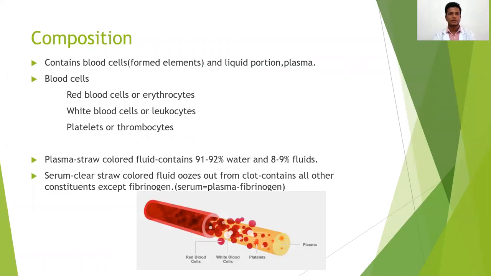Coming to the composition, blood contains blood cells, which are the formed elements, and a liquid portion called plasma. Blood cells are red blood cells, or erythrocytes, white blood cells, or leukocytes, and platelets, or thrombocytes. Plasma is a dark colored fluid which contains 91 to 92% of water and 8 to 9% solids. The serum is a clear dark colored fluid that oozes out from the clot and contains all other constituents except the fibrinogen. Serum is the plasma without fibrinogen.